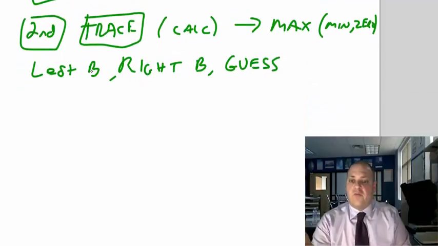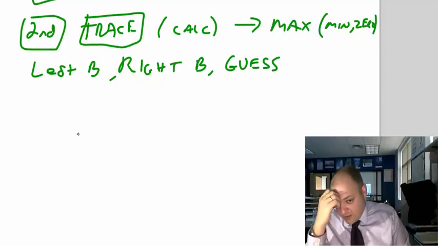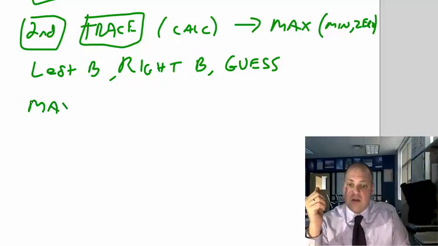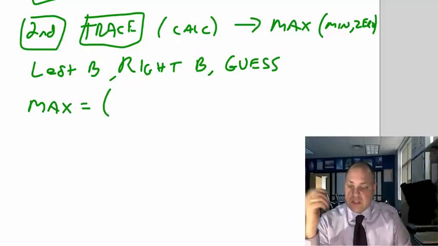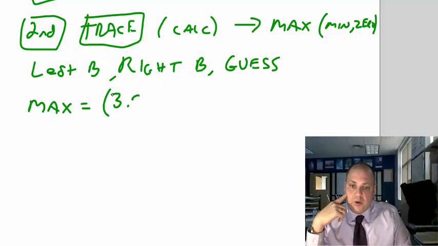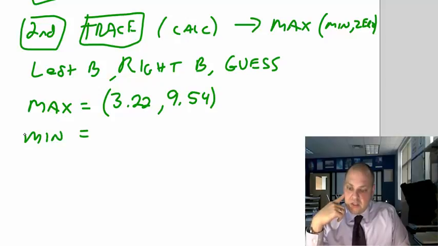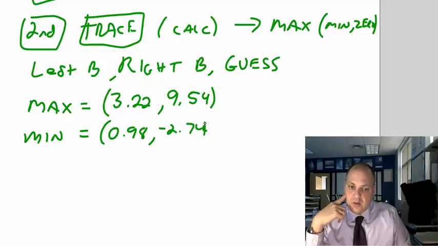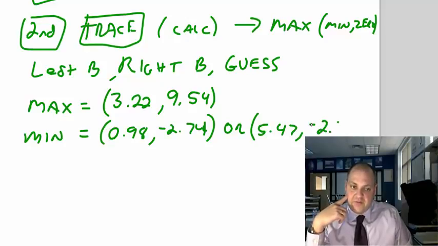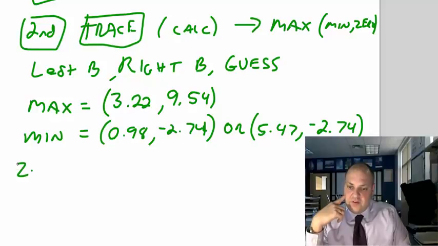I'm just going to give you the answers. Hopefully you did this ahead of time. If you didn't, I don't know how you're going to do it. You kind of cheated yourself a little bit. 3.22, 9.54. The min should be 0.98, negative 2.74. Or, there's two mins, 5.47, negative 2.74.